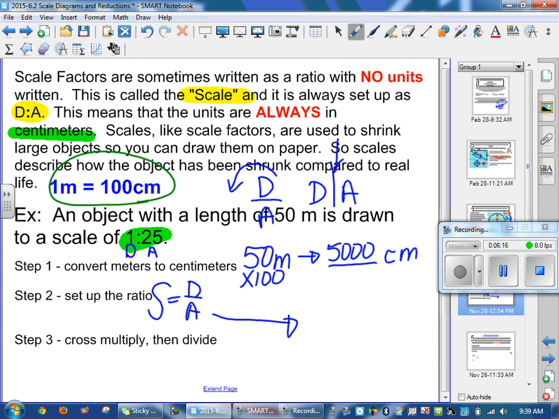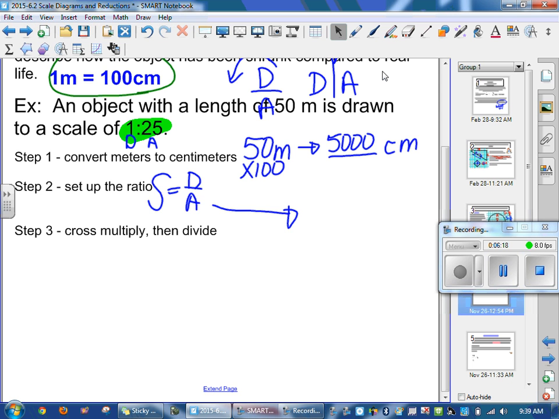So now we've got our S. Our scale we know is 1 over 25, which is equal to our D, which we don't know, but we know our A is 5,000 centimeters. Now we're able to find our unknown. We need to find our D here. We don't know what D is.